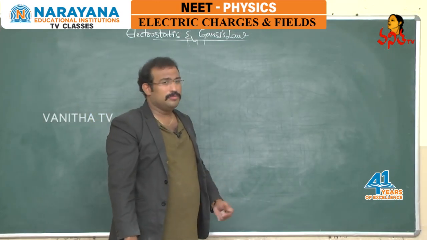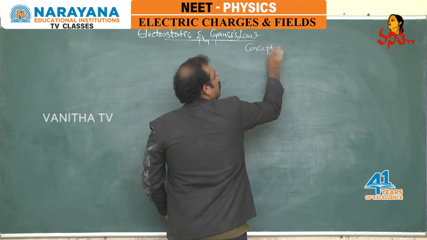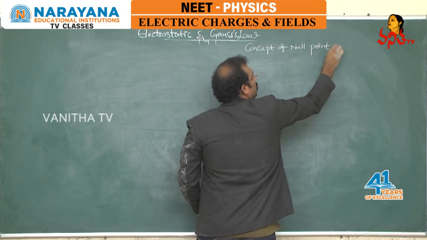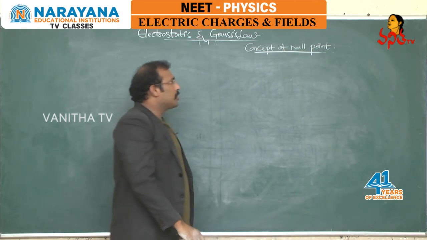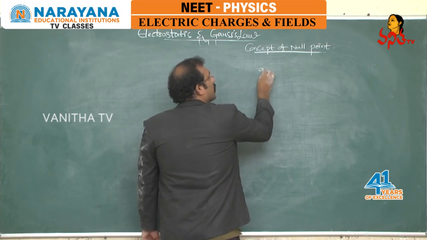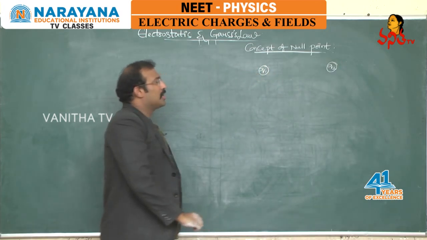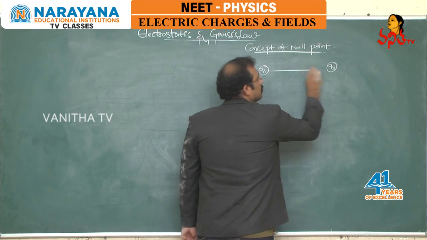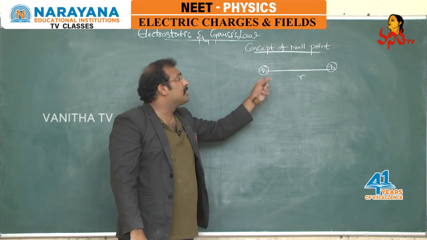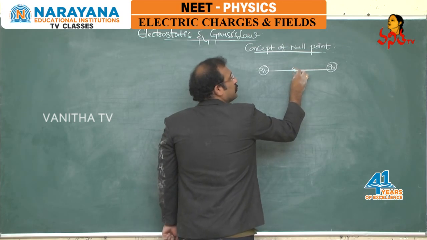We will see one problem, the concept of null point. Let us see. Consider two charges Q1 and Q2 separated by a distance r. Now I am taking a third charge Q0 somewhere in between Q1 and Q2.